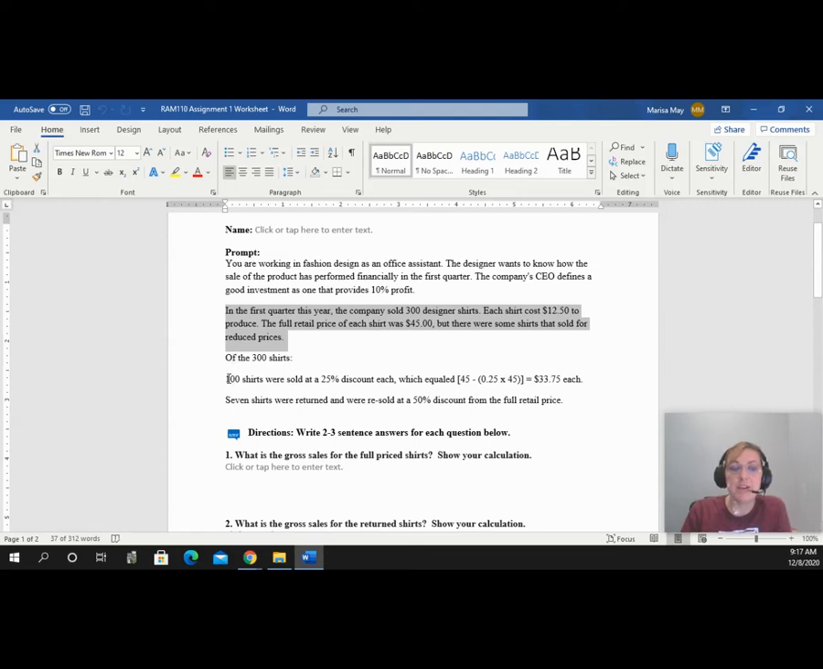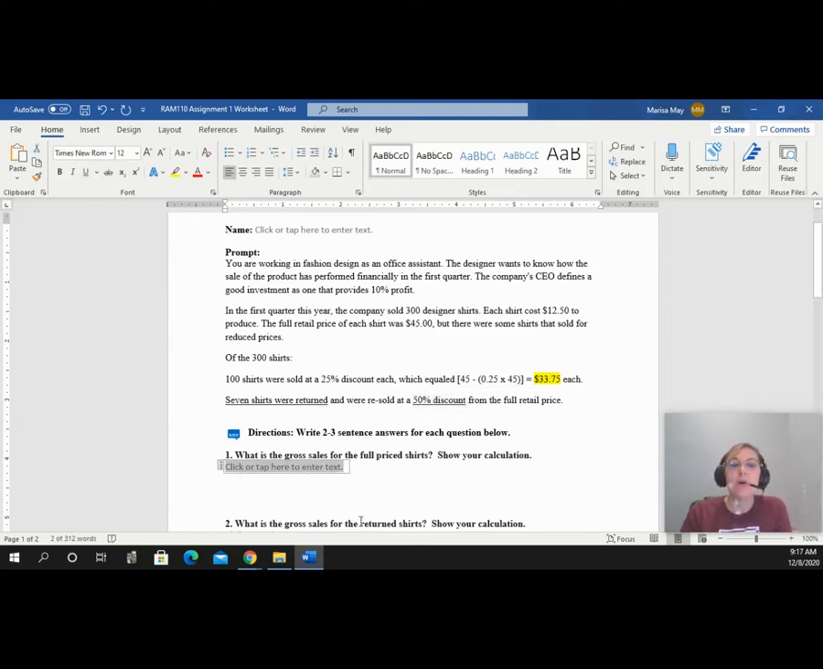Okay, so of the 300 shirts, we've got 100 that sold at a 25% discount. Highlight this value here because that's the discounted price. And then 7 of the shirts were returned. I'm going to underline that, and they were resold at a 50% discount from the full retail price.